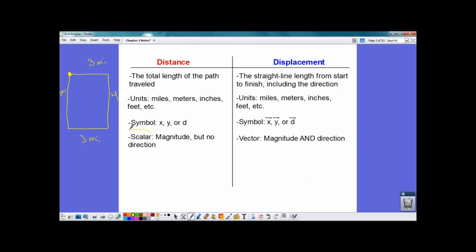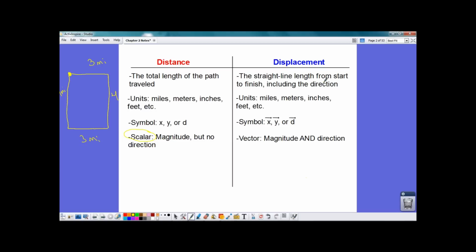Now, we say that distance is a scalar. Well, what does that mean? Well, there's lots of different scalars, but distance is one of them. Why? Well, distance has a magnitude, but no direction. When we said, how far did I go? We said 14 miles. We didn't say which direction I went, therefore it is a scalar. There's no direction.